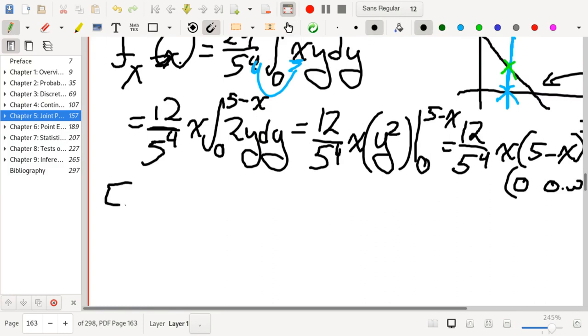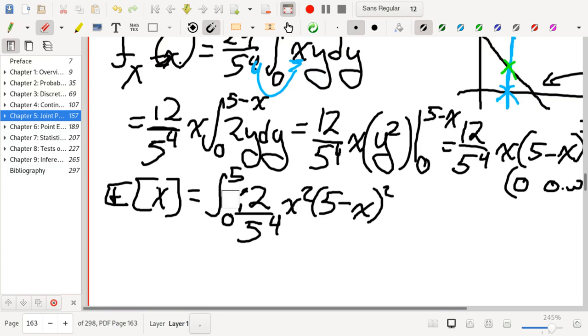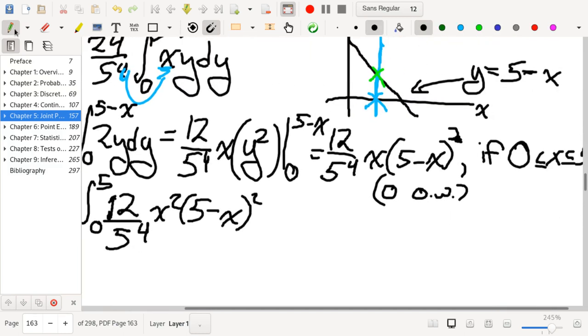Let's then compute the expected value of x. For the expected value of x, what we're going to do is integrate from 0 to 5 x times the marginal probability density function for x with respect to x. And let's go ahead and replace what those are. So we've got x times 12 over 5 to the power of 4, x, 5 minus x squared. So 12 over 5 to the power of 4, x squared times 5 minus x squared, dx.